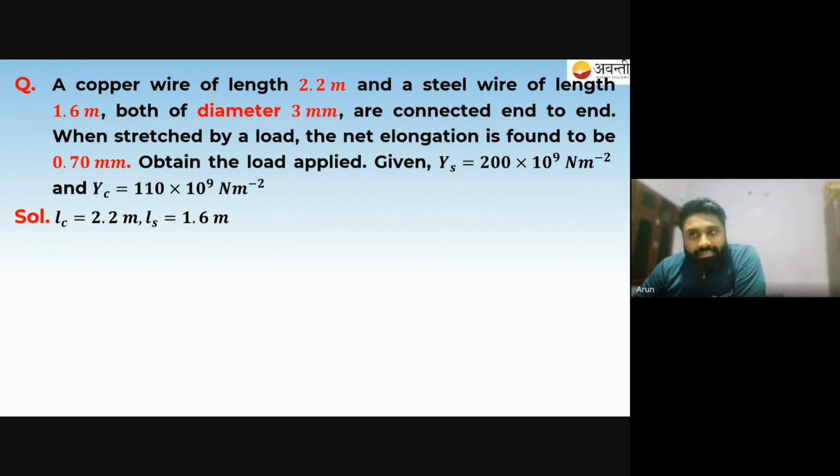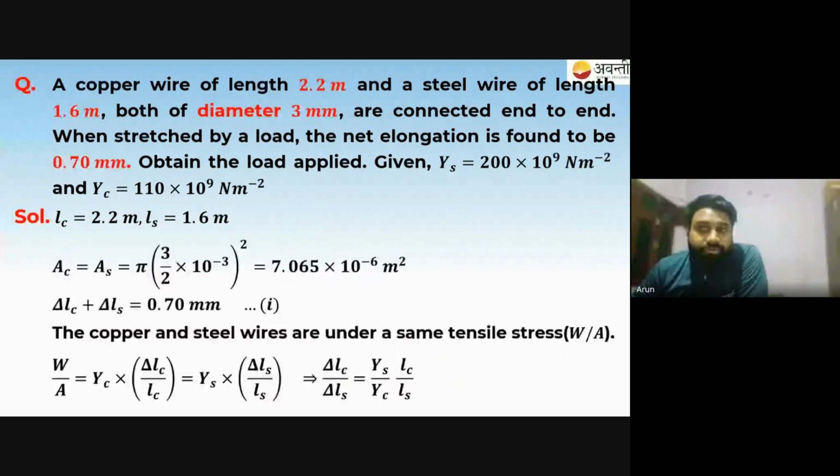Both have the same diameter, which means they have the same area of cross section, and they are connected end to end. One end of the steel wire is connected to one end of the copper wire, and they are elongated with a force or load, and the total elongation is 0.70 mm. Now you can easily say, by the logical explanation that we have given earlier, that copper will get more stressed with respect to steel.